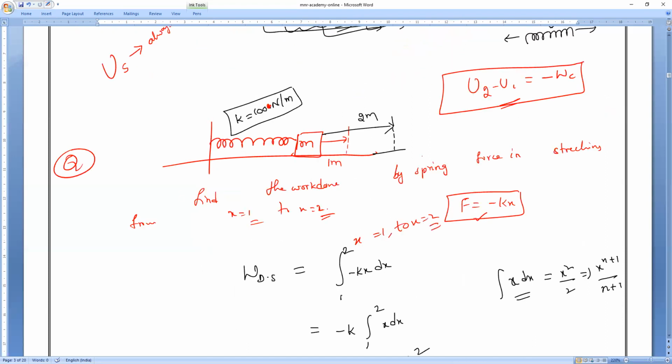So now, if you want to calculate the work done by the spring force, how much is the answer we got? Everybody, the work done by the spring force is equal to minus 150 joules. The 150 indicates magnitude and the minus indicates it is moving in the opposite direction. Understood? Yes, please respond.